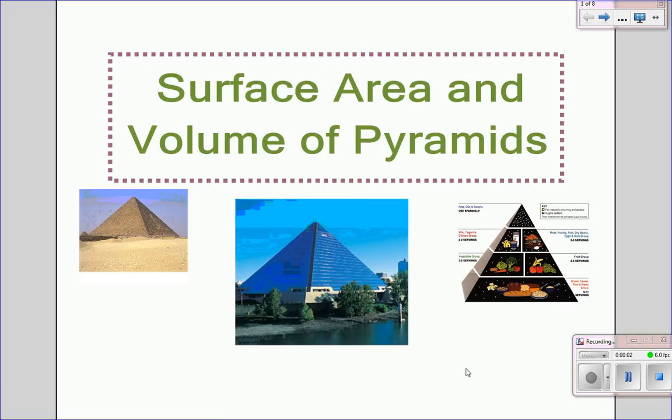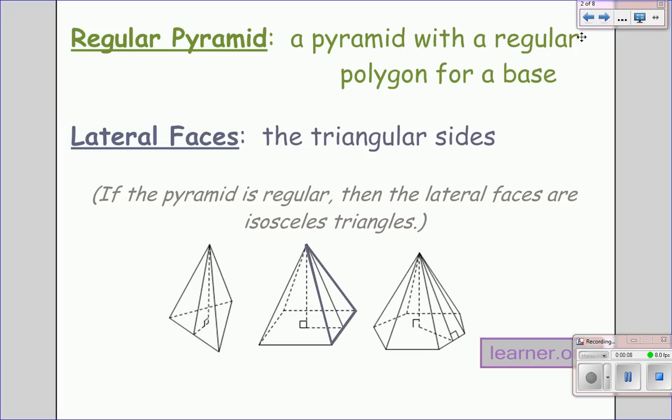Today we'll be looking at finding the surface area, the lateral area, and the volume of pyramids. First off, a regular pyramid is a pyramid with a regular polygon for a base. In other words, all of the sides in the base are congruent to each other. So a square pyramid, a regular hexagonal pyramid, a pyramid with an equilateral triangle.